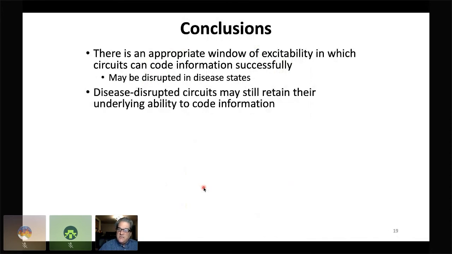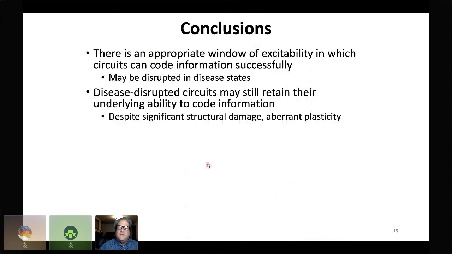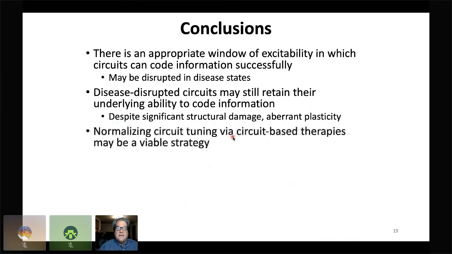But the disease-disrupted circuits still retain their underlying ability to code information. We can make them work by using this DREADD strategy, and there are other strategies I can envision that would also work. This is despite the significant structural damage I showed you, the loss of these populations of cells, the sprouting of these axons, and also this loss of inhibition that's present.